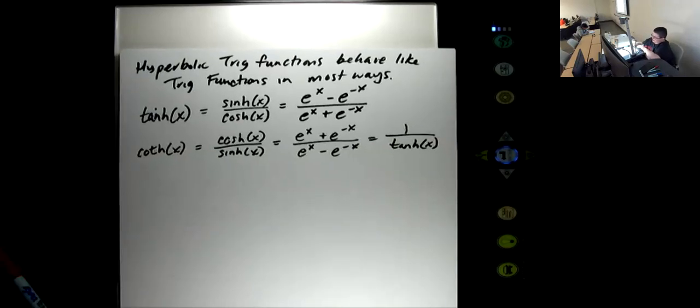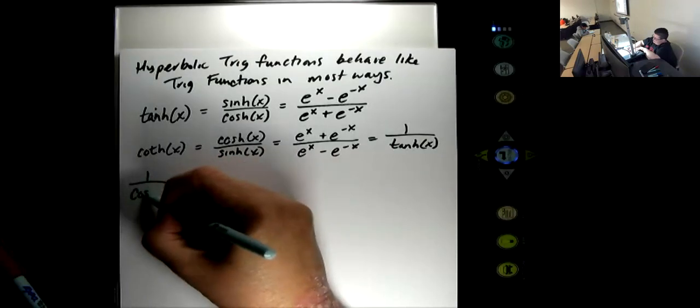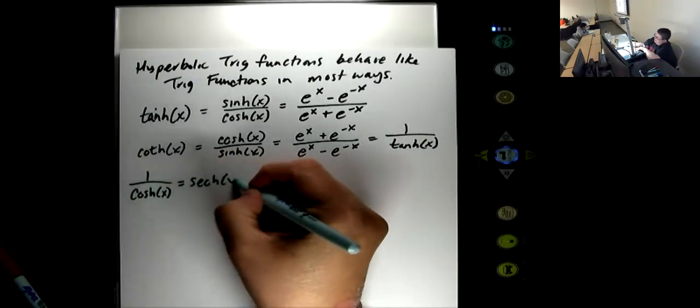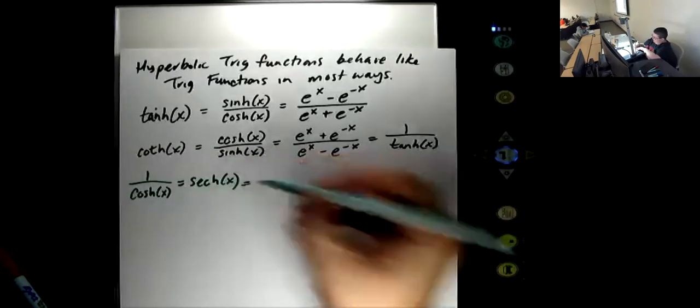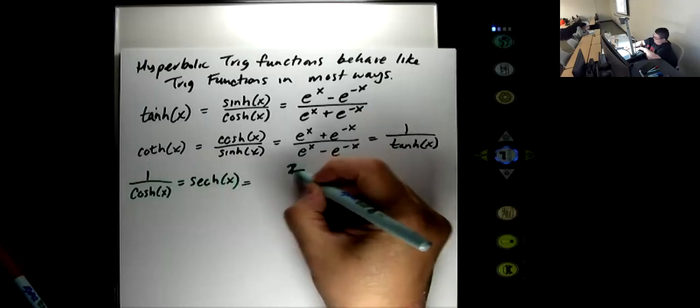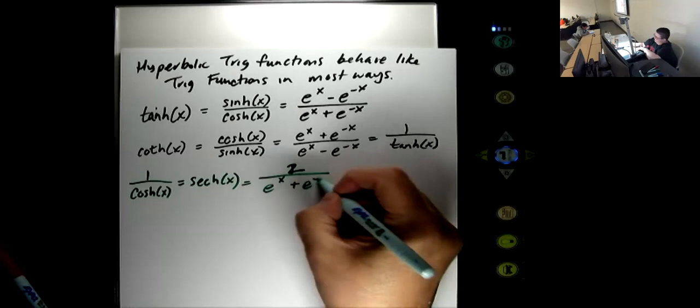Our secant function, 1 over cosh x, is our hyperbolic secant function. And we literally just flip cosine over. So we get 2 on top and e to the x plus e to the negative x on bottom.